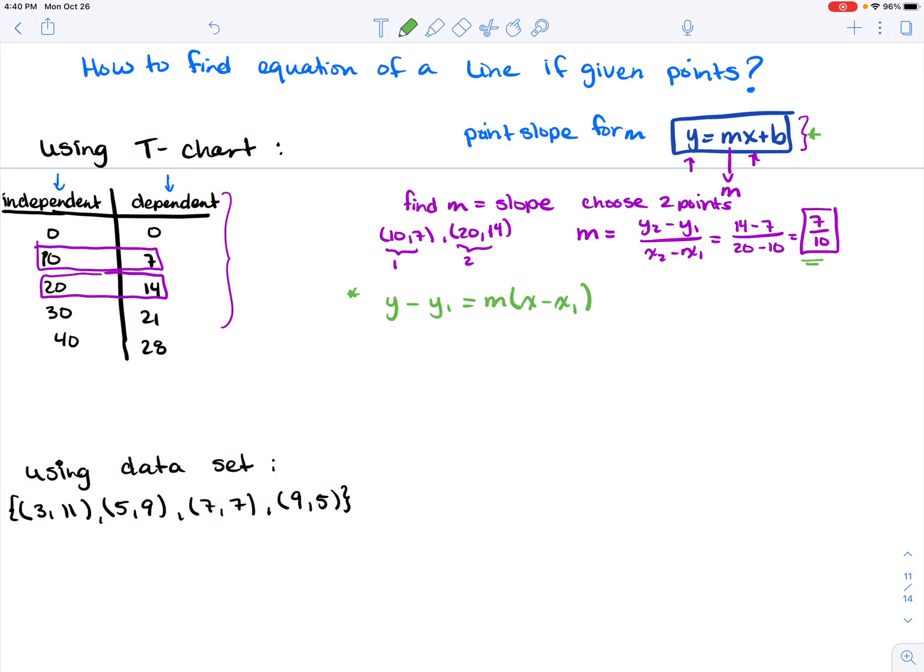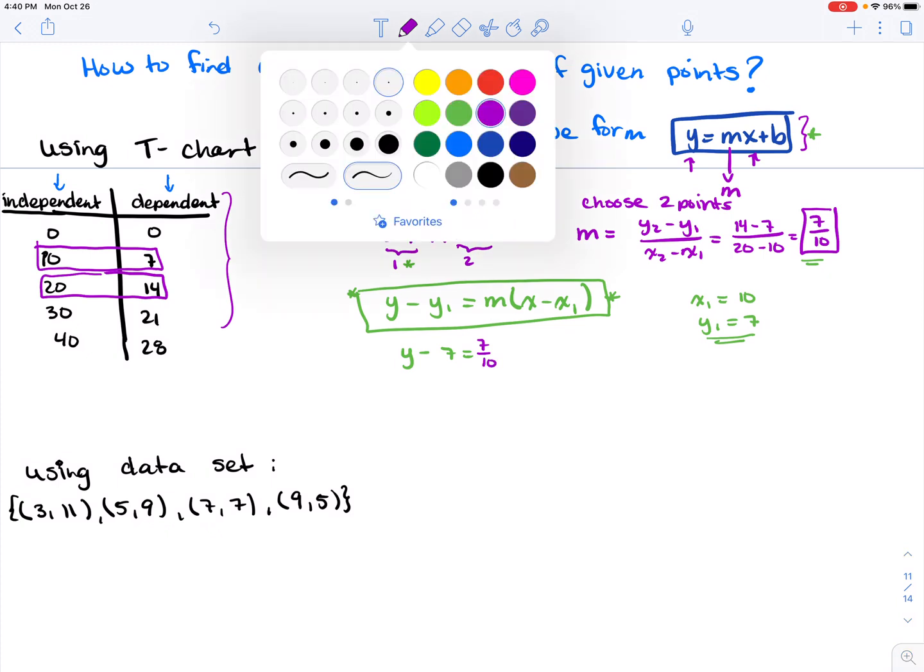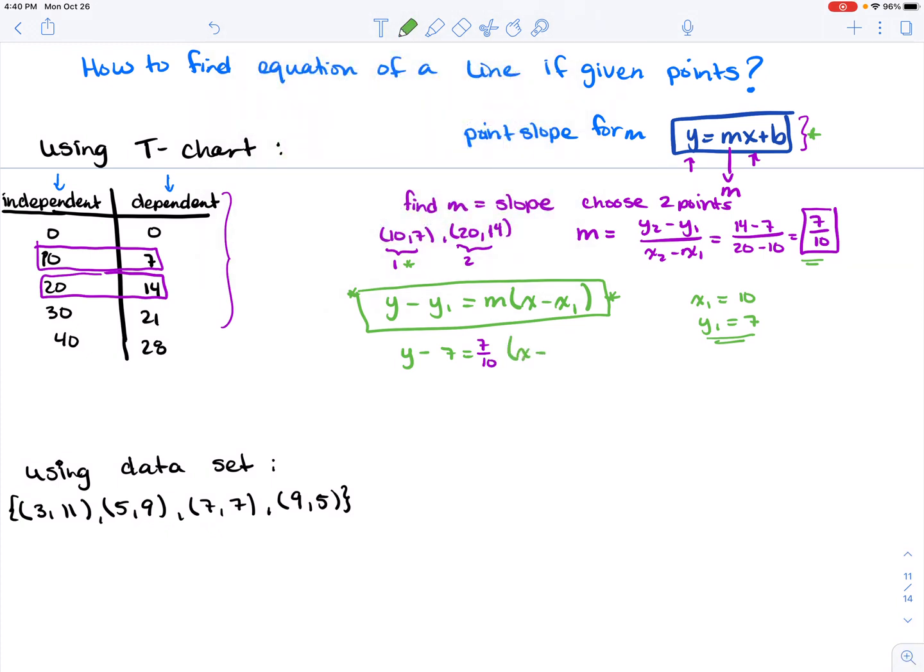And because I'm going to use my x1 points, that's these ones here, I know x1 equals 10 and y1 equals 7. I can go ahead and slot these numbers right into this formula here. So I have y minus 7 equals my m, which is 7 over 10, times x minus 10. So now I can go ahead and simplify this.